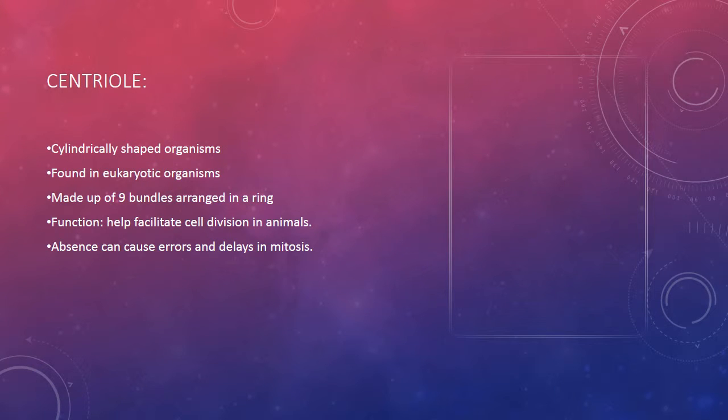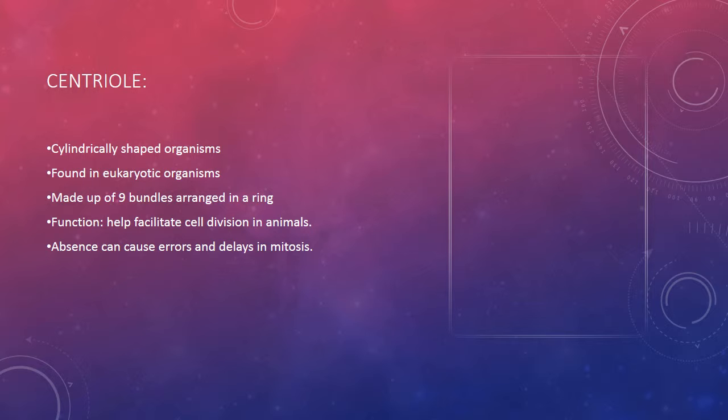Centrioles. These are defined as cylindrically shaped cellular organelles and are found in most eukaryotic cells. Centrioles are seen during the process of mitosis and meiosis. These are typically located near the nucleus in the centrosome. Centrioles are made of 9 bundles of microtubules that are arranged in a ring. The main function of the centriole is to help with cell division in animals. It can be interesting to learn that the absence of centrioles causes division errors and delays in the mitotic process.